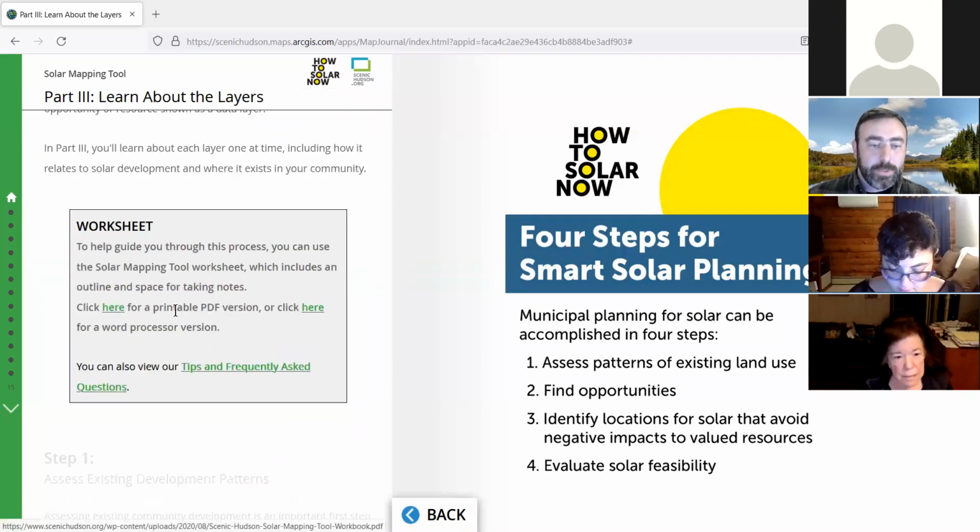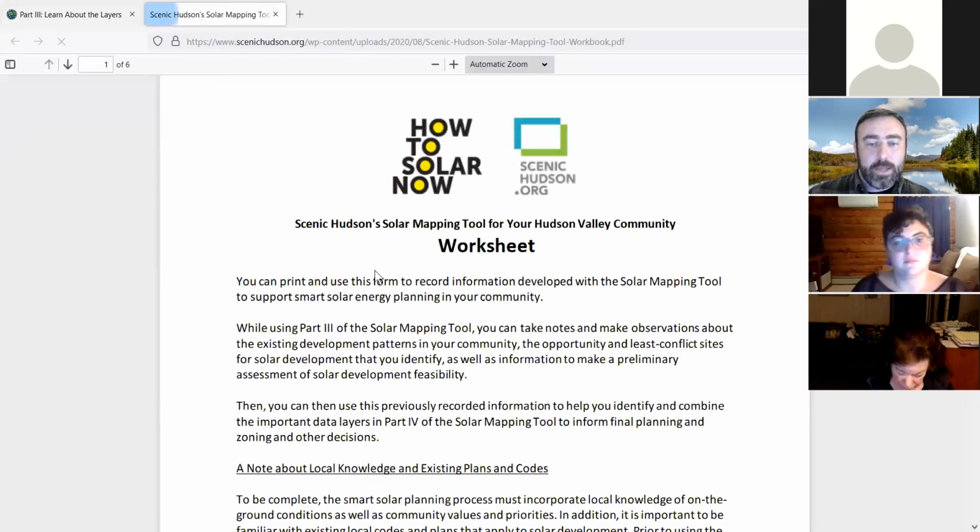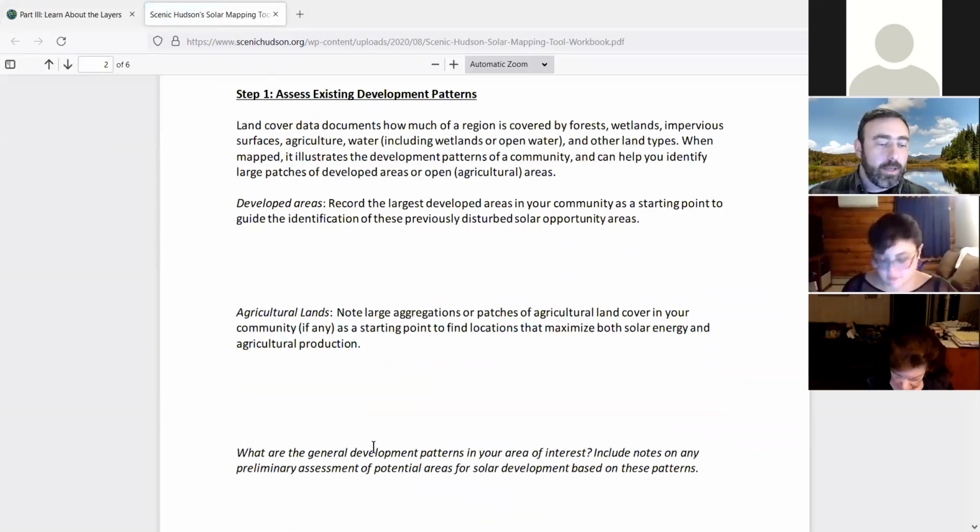And then just as a reminder, we do have this worksheet for folks to take notes on things as they're going through part 3, of different things that they learn about the layer or that they notice about their town. Oh, I didn't realize that there was a mine over there. Let me make a note of that and I'll go back and check it out later.